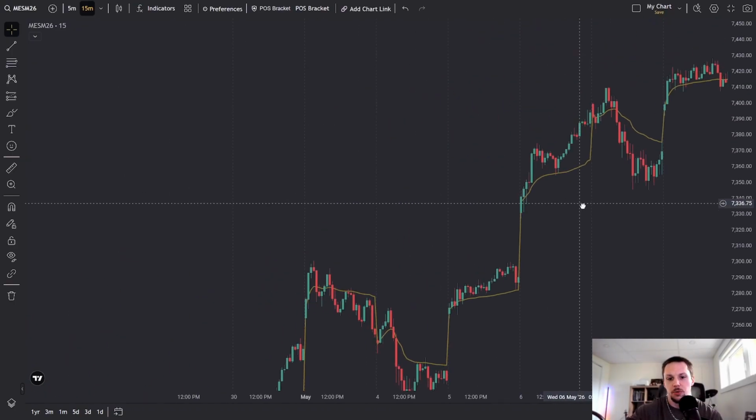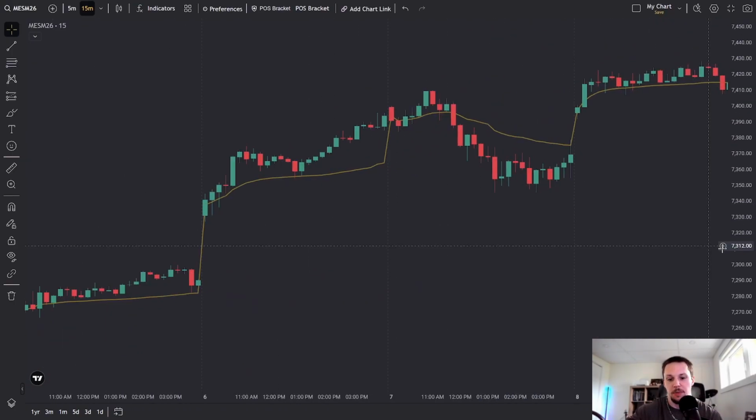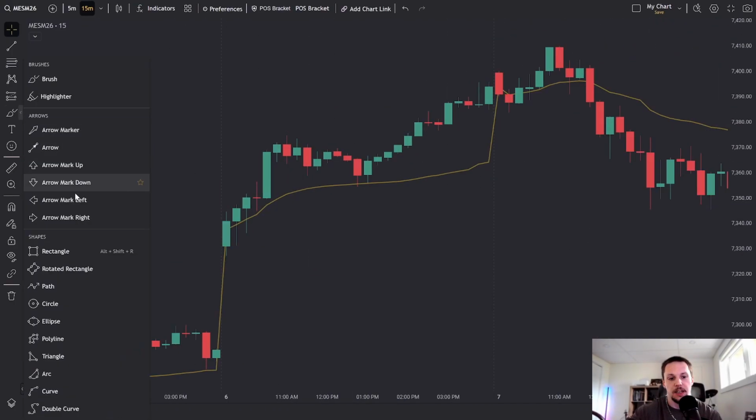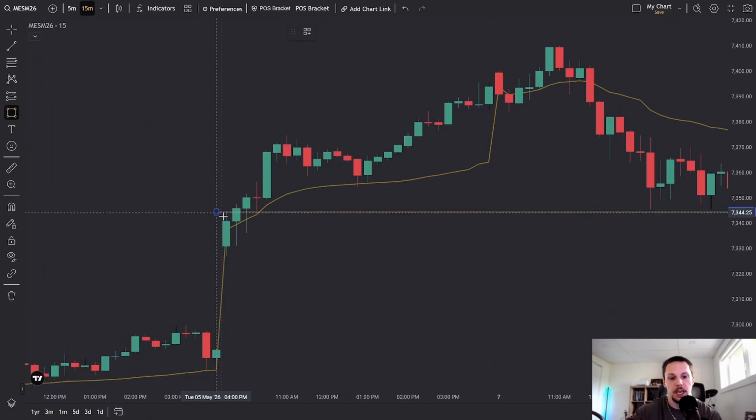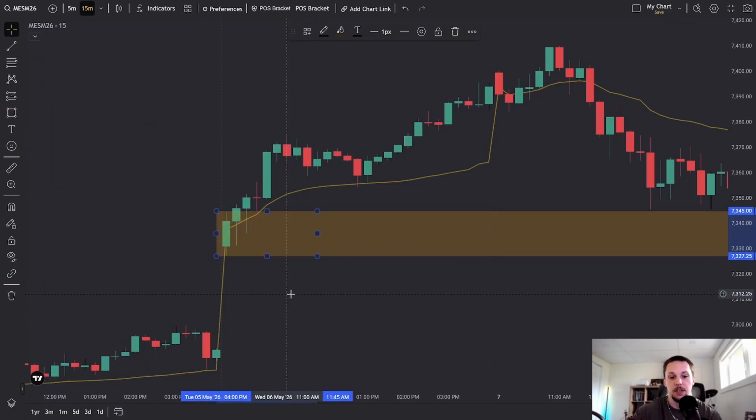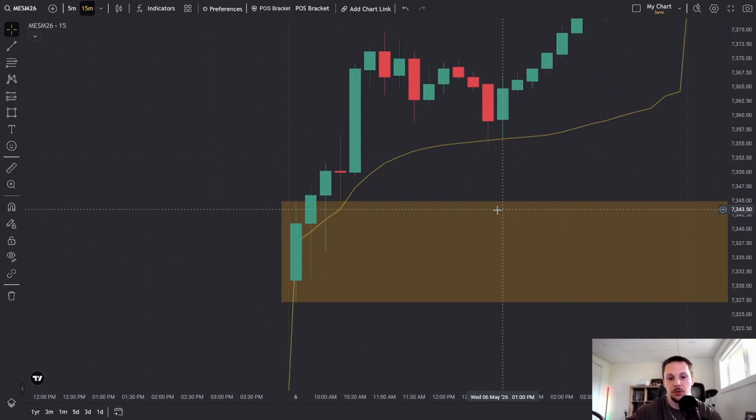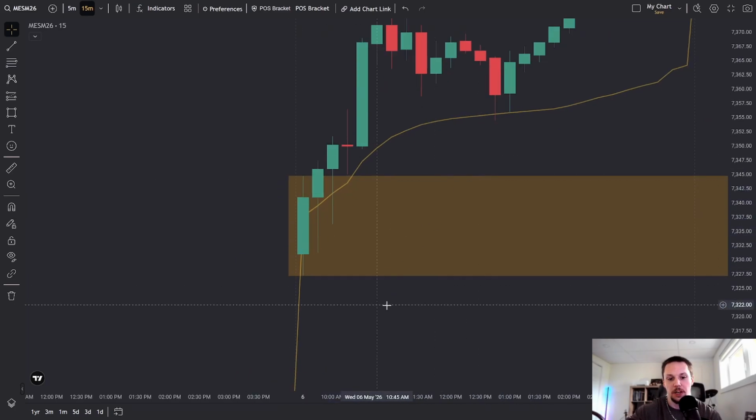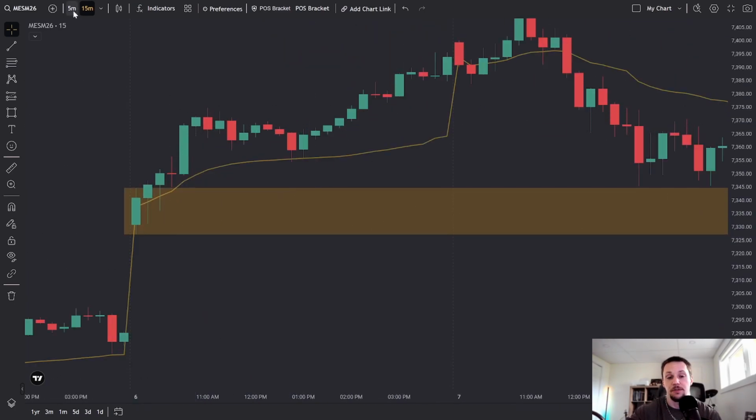So what we're going to do is zoom in here to the 6th of May, and we're going to start off by highlighting the first 9:30 a.m. New York time 15-minute candle with our rectangle tool, which is going to represent our opening range. And next, we're going to drop down to the 5-minute time frame.